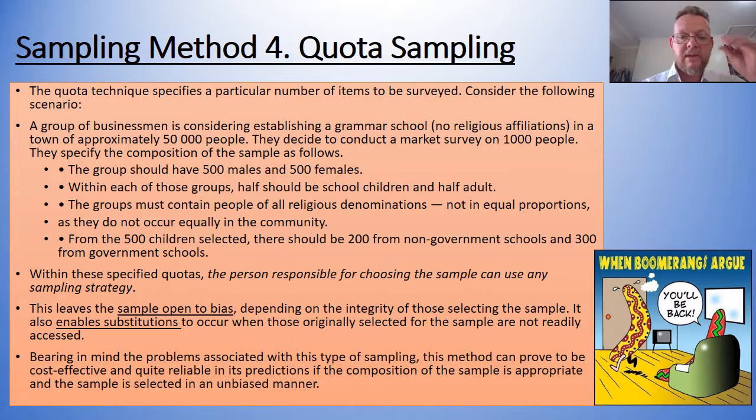So this leaves the sample open to bias because it depends on the integrity of those selecting the sample. It also enables substitutions to occur when those originally selected for the sample are not readily accessed. Bearing in mind the problems associated with this type of sampling though, this method can prove quite cost-effective and reliable if the composition of the sample is appropriate and the sample is selected in an unbiased manner.